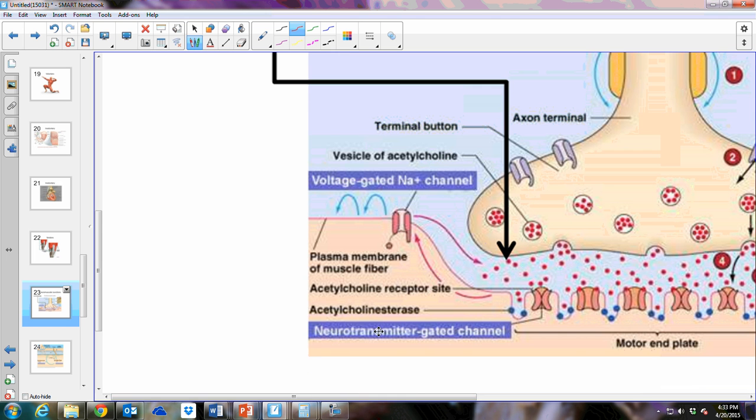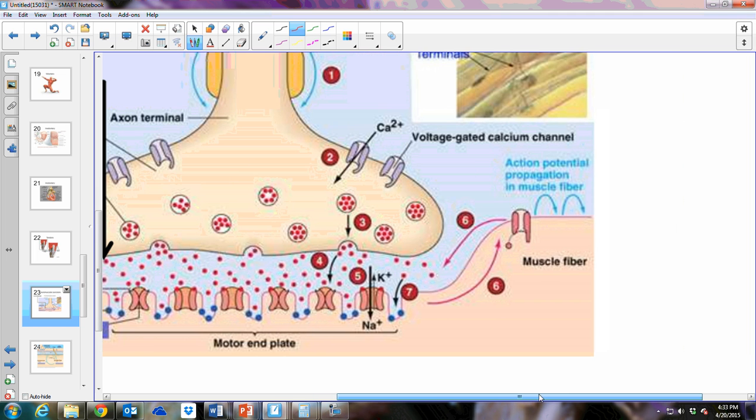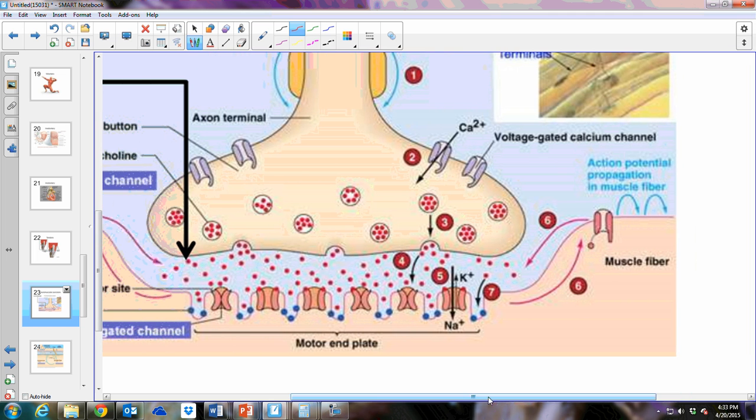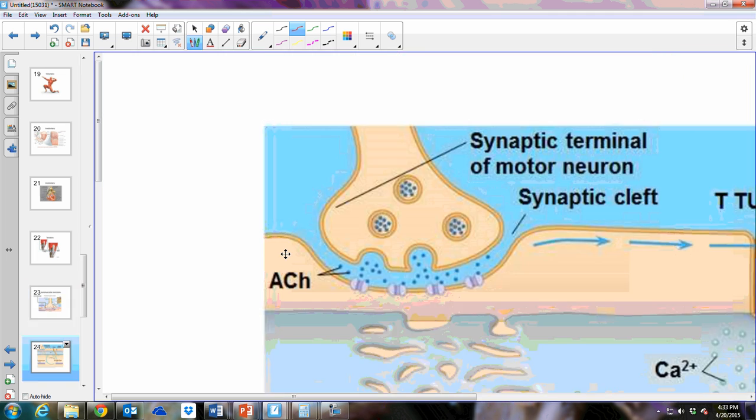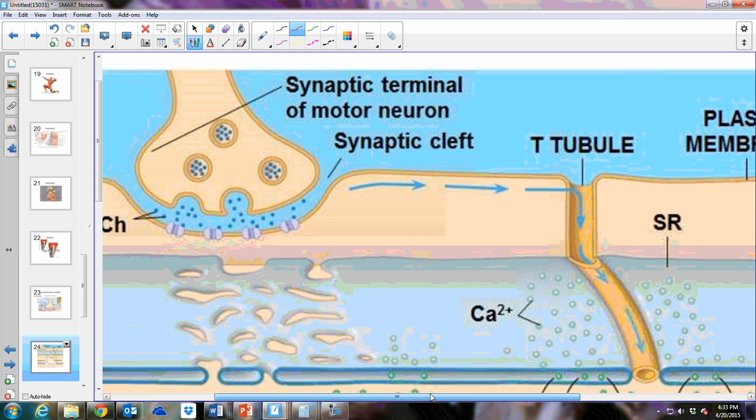Acetylcholine is released into the synapse here, and it binds with these gates, and sodium rushes in, causes depolarization, and the action potential propagates down the actual muscle fiber. And you can see that here. There's the synapse, and this blue line represents the propagation of the action potential.